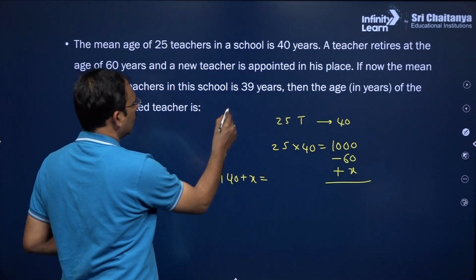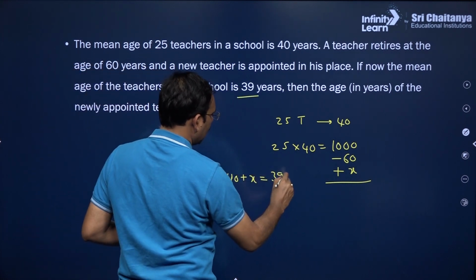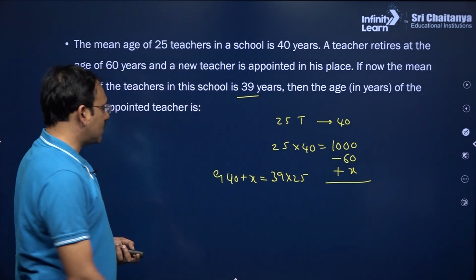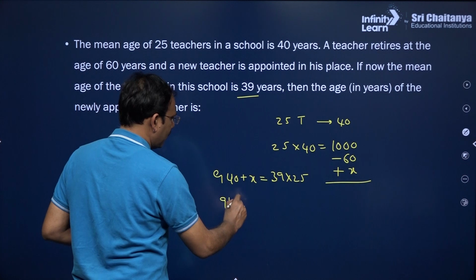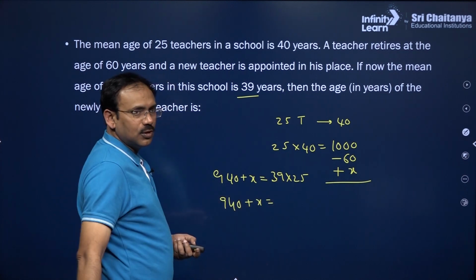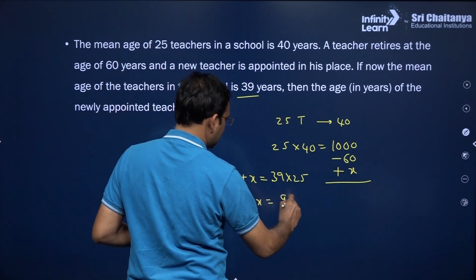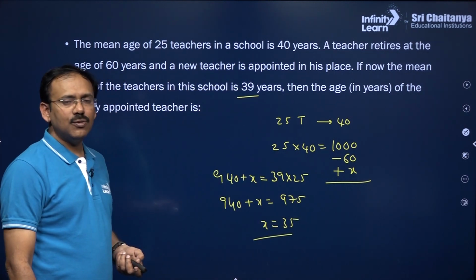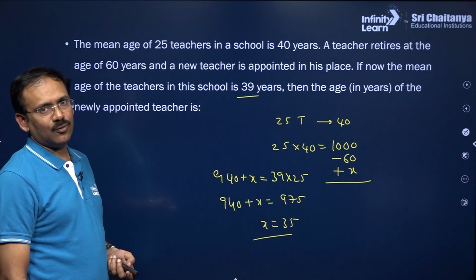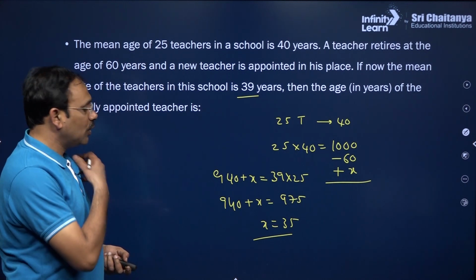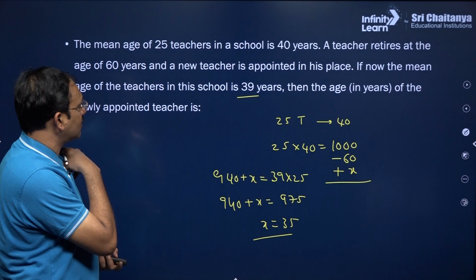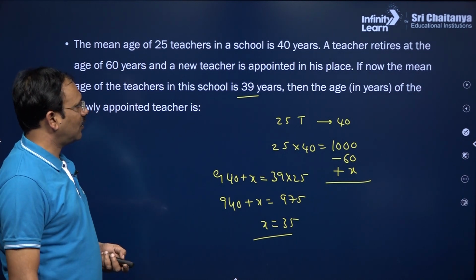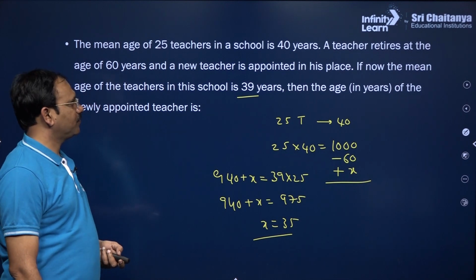Now the new average is 39 for 25 teachers altogether, which is, my dear friends, 940 plus x is equal to 1000 minus 25, 975. X is going to be 35. That's all. The new teacher's age is 35 only. Okay. So you can also say one thing, my dear friends. Okay, fine. 35 is the new average. Okay. Fine.